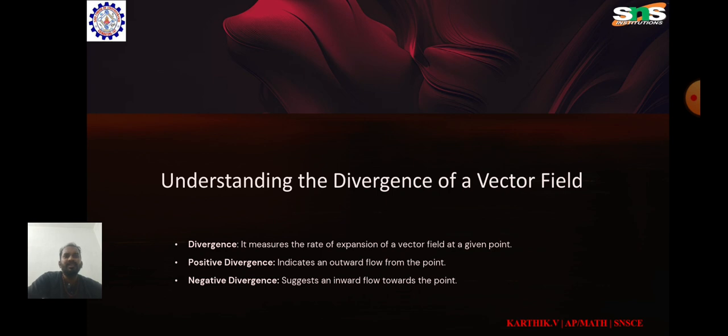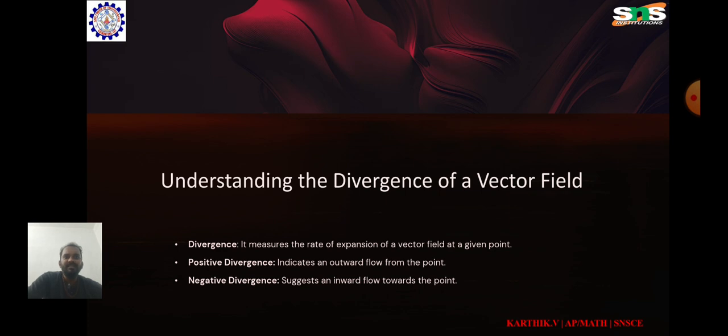Divergence of a vector field. The divergence of a vector field F at a point in space measures the flux density of the field. Mathematically, the divergence is denoted by del dot F, which equals ∂F1/∂x plus ∂F2/∂y plus ∂F3/∂z. Positive divergence.